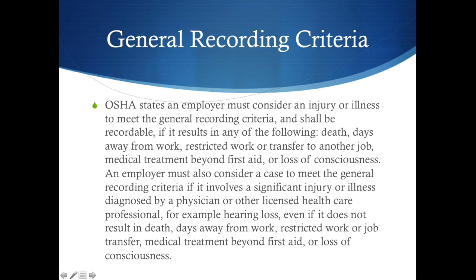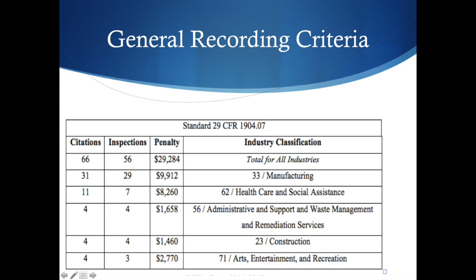Organizations may be found liable or at fault of wrongdoing if any of the criteria is overlooked, not fully understood, or misinterpreted and not placed on the OSHA 300 log, which is used for all recordable events in occupational settings. With 66 total citations, we can see that general recording is an issue for the safety industry and OSHA. With 31 citations based off 29 inspections for a penalty total of over $9,000, we can see that manufacturing is having an issue with recording general data.